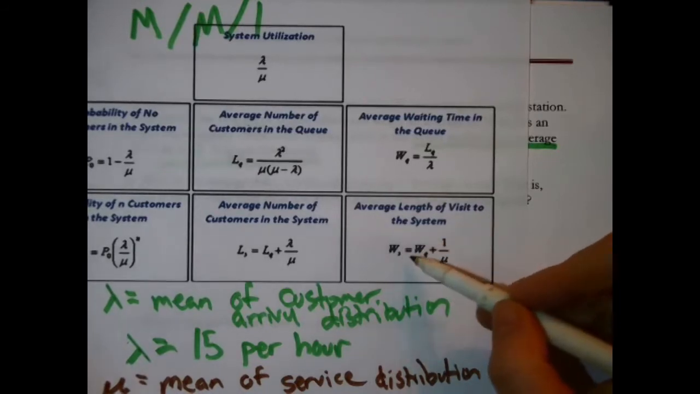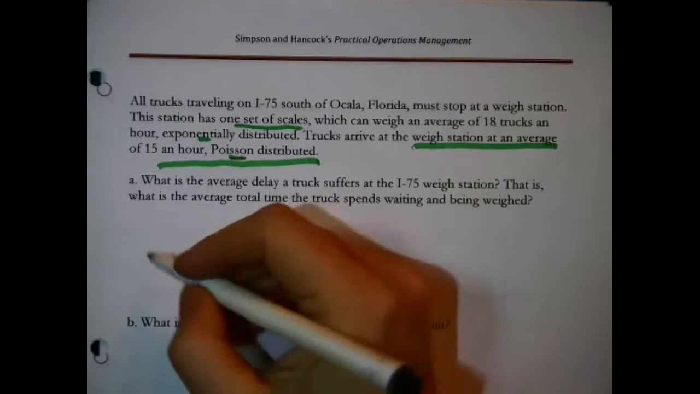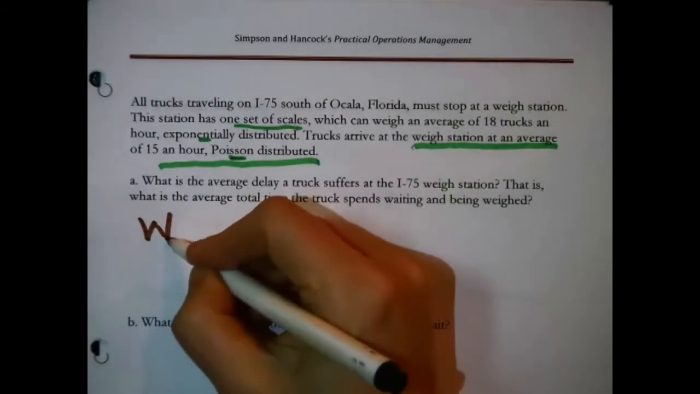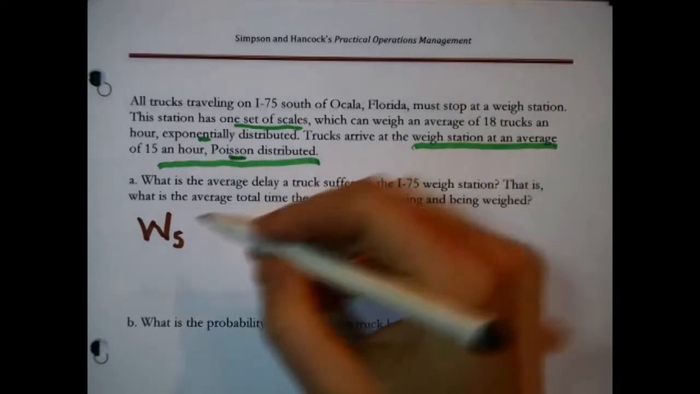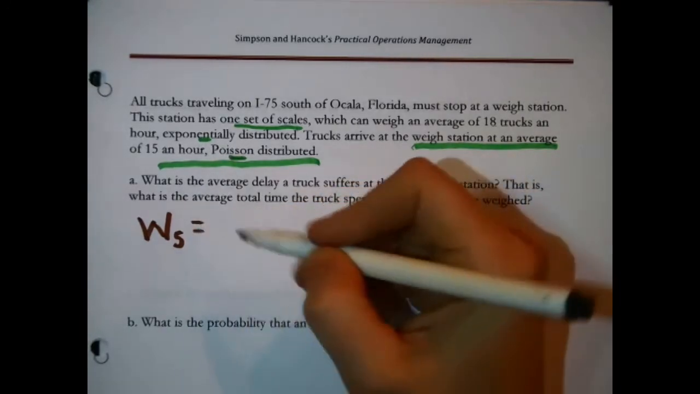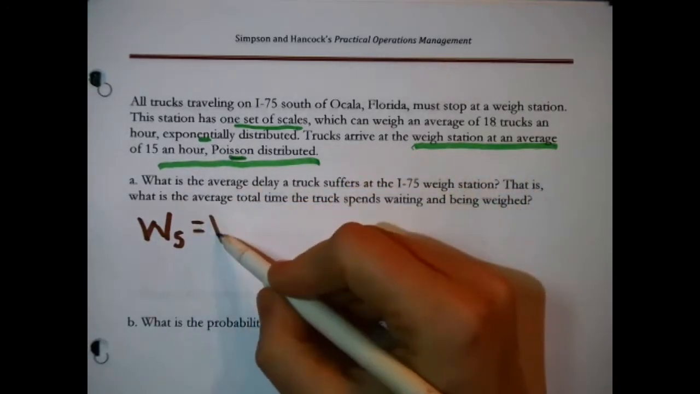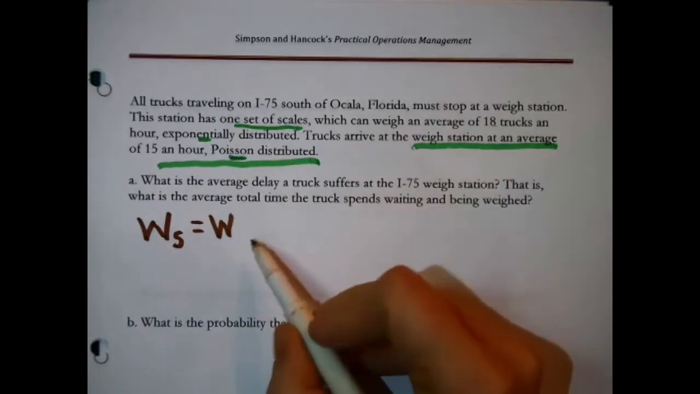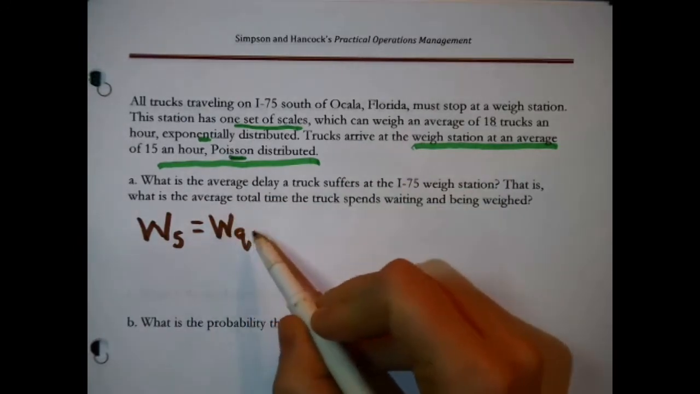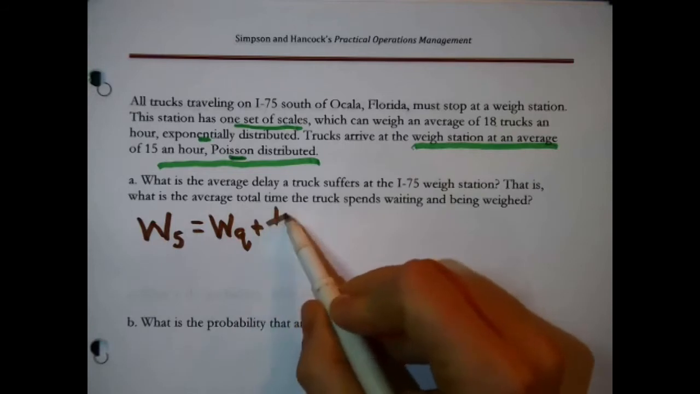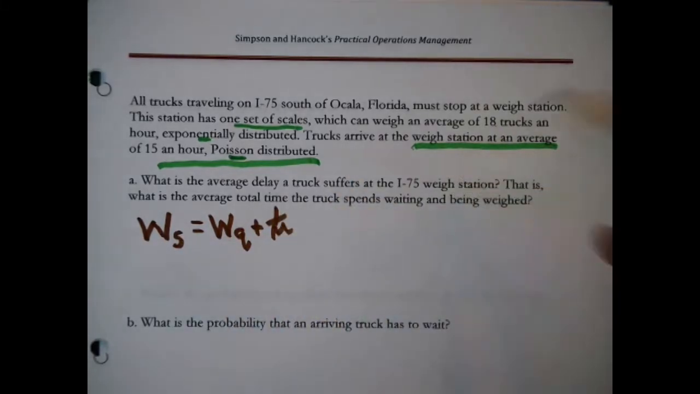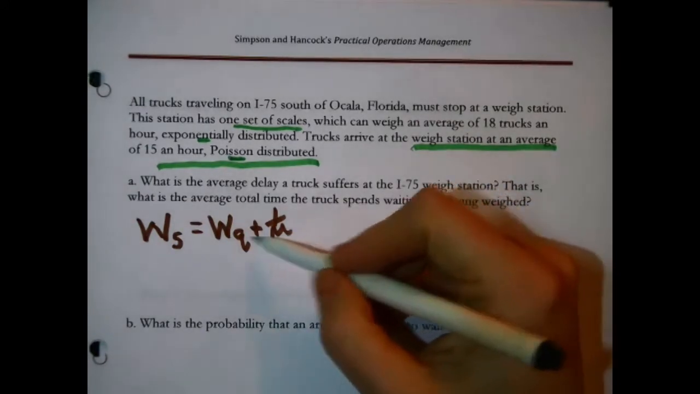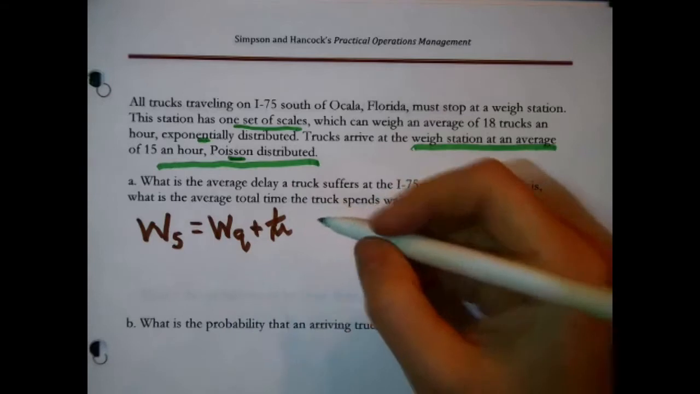Or W sub S. One way to remember it is wait, right? Delay. S, system, overall, not just in the line. And the formula that we were looking at was W_Q, wait a minute, that's the wait in the line, plus 1 over mu. So this is the formula we need to answer this question. Of course, I know what mu is. We were just saying that was 18. What is W_Q? W_Q is another formula.